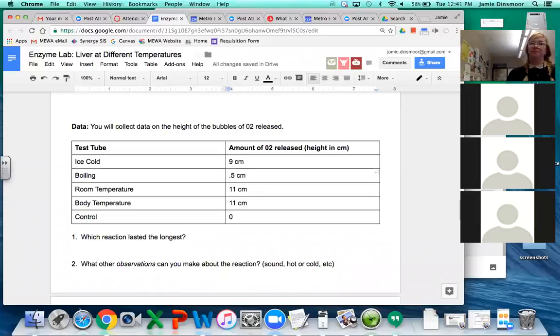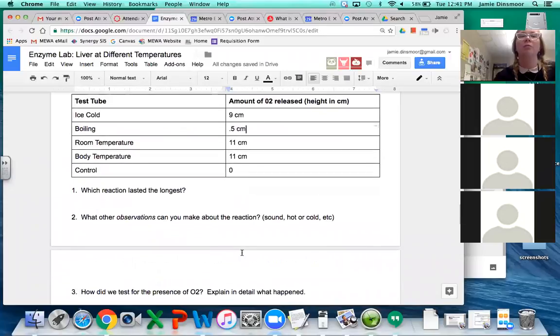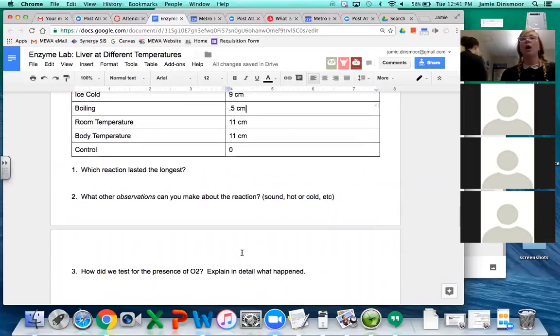So now there's a couple questions here for you, and then we're going to prove oxygen. So which reaction lasted the longest? Well, the body temperature one is still going. What about our room temperature over here? That was 11 centimeters. Okay, the cold one is also still going. Room temp seems to finally have relaxed. So we'll check on that again in a few minutes to see which one is still going. But obviously, it's going to be room temperature or body temperature here.